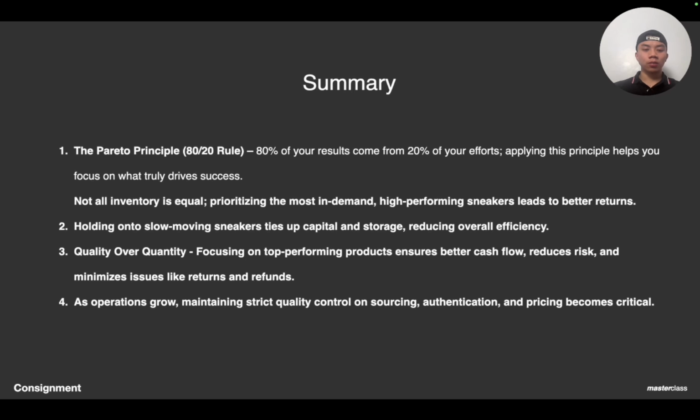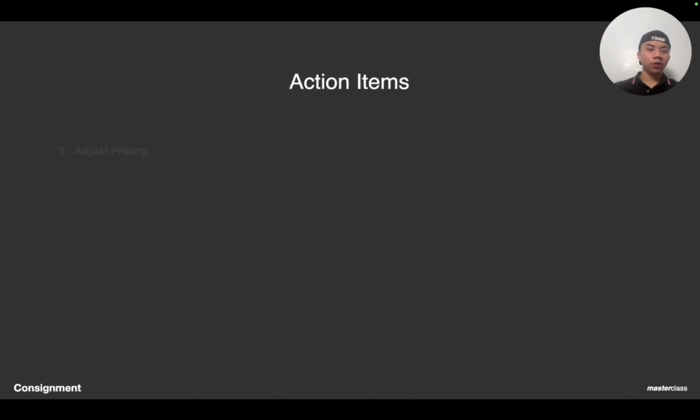As operations grow, maintaining strict quality control on sourcing, authentication, and pricing becomes critical. Now for our action items. The first thing I want to do is go to your stadium supply and look at your current listings. I want you to adjust the pricing of anything that is overpriced and is aged inventory.